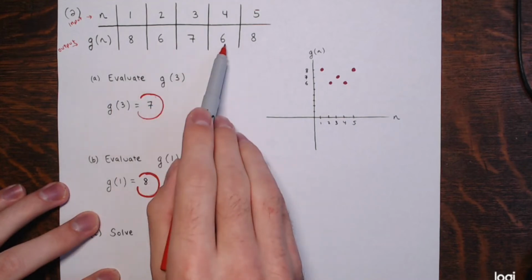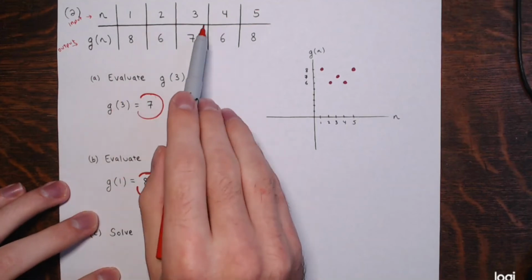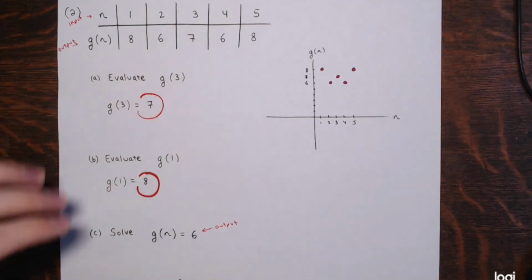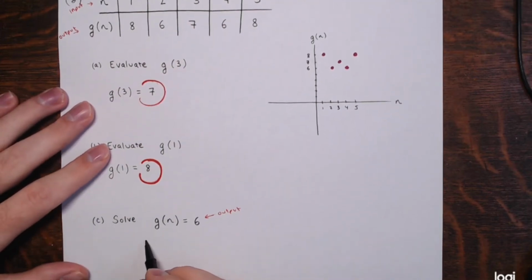Well, there are two values that solve that. n equals 2 and n equals 4. Right? So the solutions to this equation, even though there is no real equation here, I don't have any expressions for g of n, but we have n equals 2 or n equals 4.